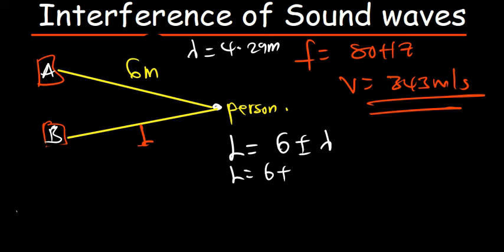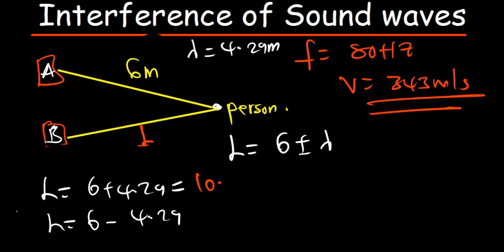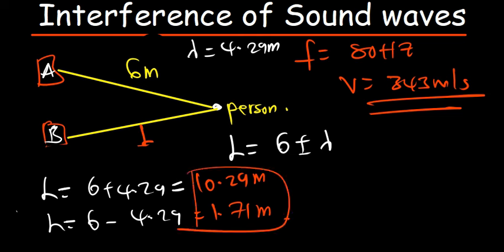L will be equal to 6 plus or minus lambda, 4.29. So for a constructive interference to occur, L should be 6 plus 4.29, or L should be 6 minus 4.29. Meaning my answer will be, for a constructive interference to occur, L must be 10.9, or L should be 1.71 meters. So if I have got this, constructive interference will occur.